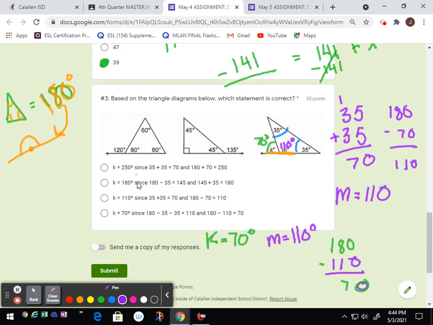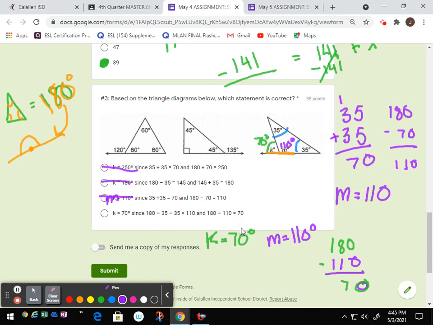So let's read our answer choices again. It says K is equal to 250. We don't have that, so A can't be right. It says K is equal to 180 since 180 minus 35 is equal to 140. As soon as we see K is equal to 180, incorrect. It says K is 110. M is equal to 110 since 35 plus 35 is equal to 70, and 180 minus 70 is 110. That's how you find M, not K. So this can't be our correct answer.